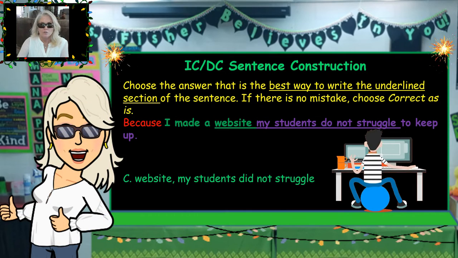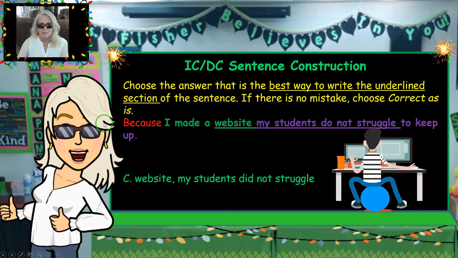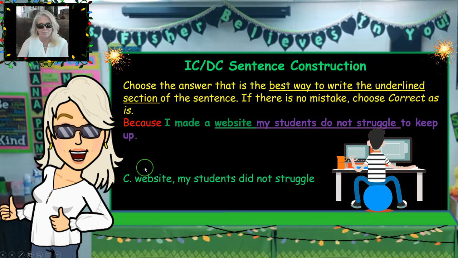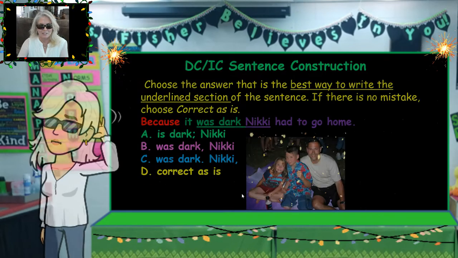All right, choose the answer that's the best way to write the underlined section of this sentence. Because I made a website, so here's the way to do it. My students do not struggle to keep up. Website, comma, my students do not struggle. There you go, that's correct.